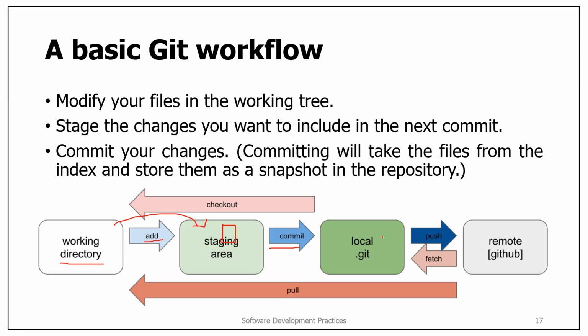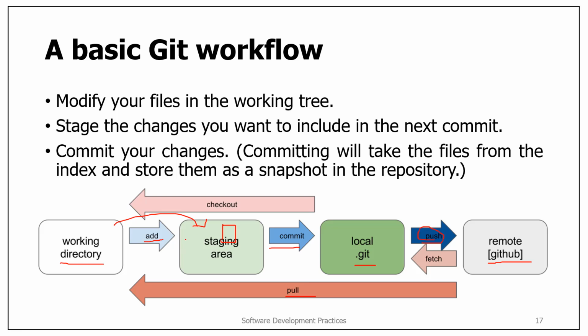Then from the repository, that is from the local Git, if you need to move the file to GitHub, you need to use the command called push, so that the file available in Git will be moved to GitHub. A copy will be available in Git as well as a copy pushed to the remote GitHub. And if you need to make any changes, or fetch the file from the remote repository, you need to use the command called pull, so the file from GitHub will be directly imported to the working directory.